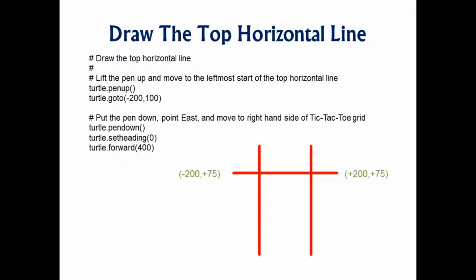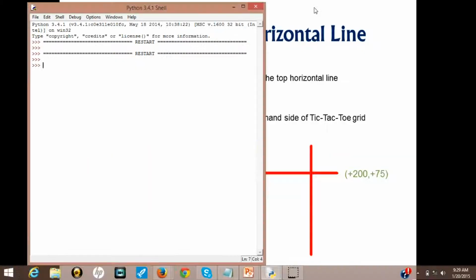Okay. Then we go to where? Left hand point, right? Okay. Put the pen down. Set the heading to what? What direction are we going to be moving in? East. Yes. And what value is east? 0. 0, right? So we set to 0, and then how far do we move? How many points? 400. Wow. This gets more and more exciting each time we do it.